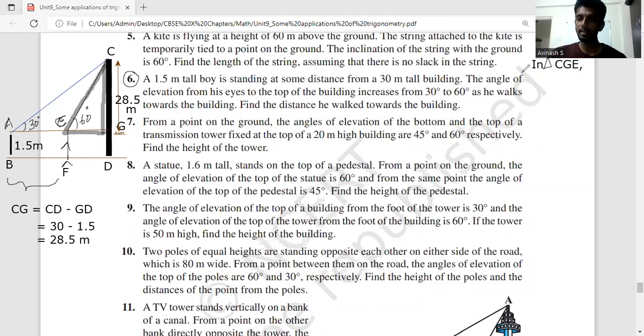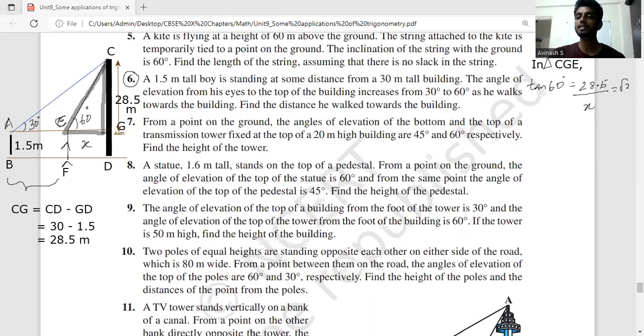So in the triangle, we are going to apply sine 60 degree. I'm sorry, we are going to apply tan 60, because the hypotenuse is not needed. We need only the opposite and the adjacent side. So when I apply tan 60, just look at the shaded triangle CGE. For 60 degree, this is the opposite, which is 28.5, and this is the adjacent, which let me take as X. So for tan 60, the opposite will be 28.5 and the adjacent will be X.